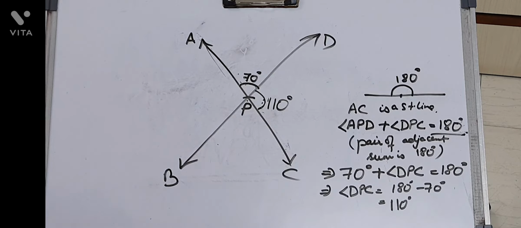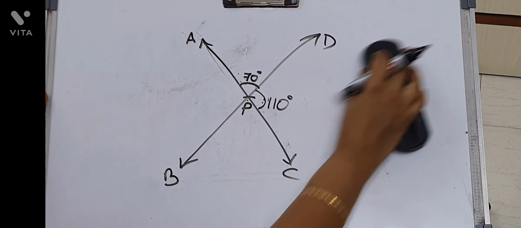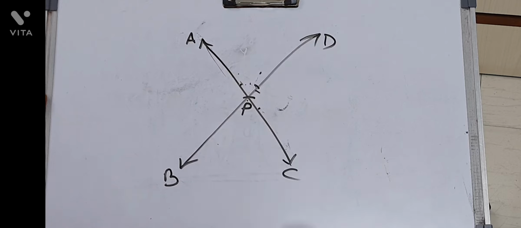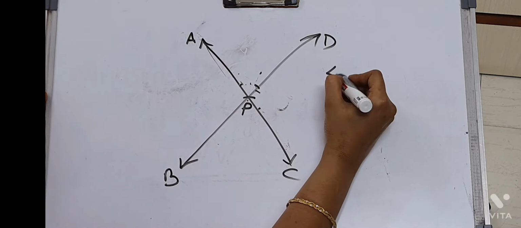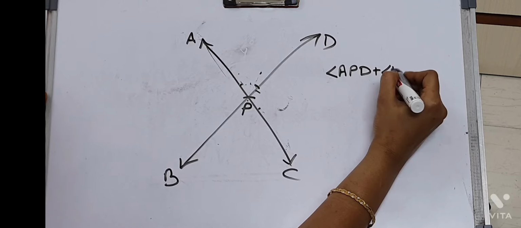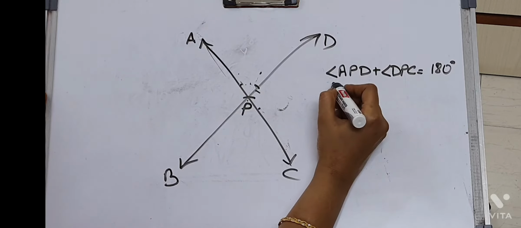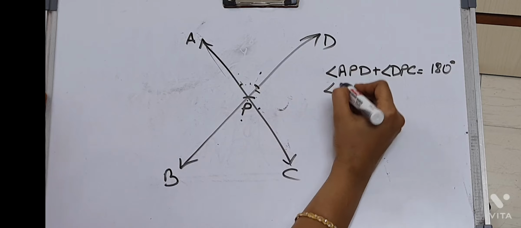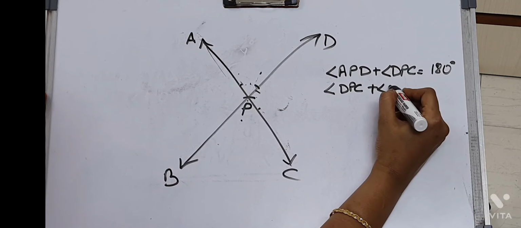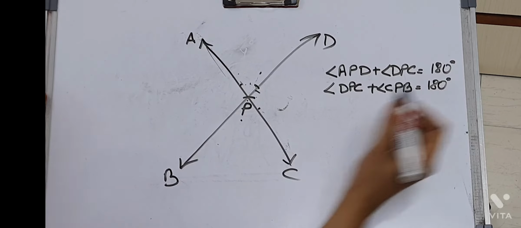Now you can see here there are 4 pairs of adjacent angles formed. Which are those 4 pairs? Let's see. Adjacent means nearby angle. So here angle APD plus angle DPC is 180 degrees. This and this angle. Then DPC plus angle CPB is 180 degrees.